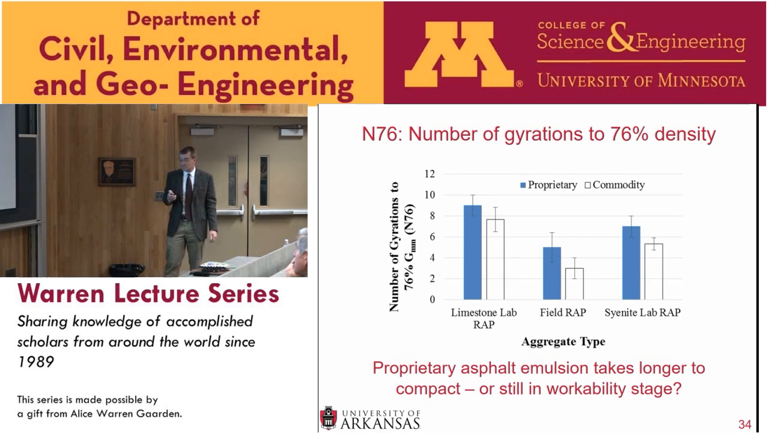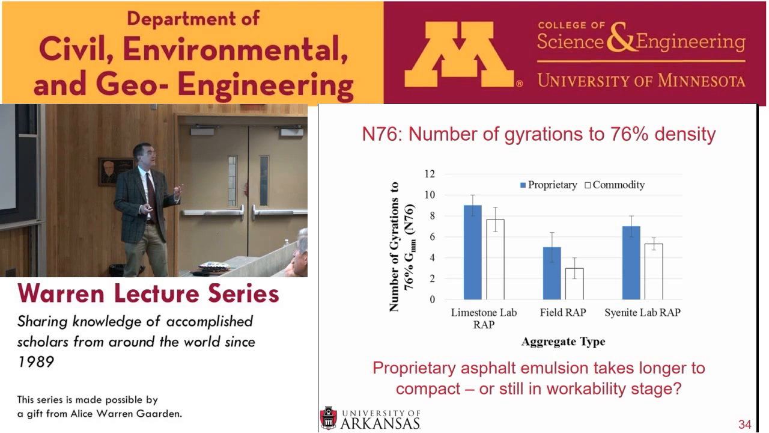So here, it appears that the proprietary asphalt emulsion takes longer to compact. So the number of gyrations to get to 76% density is higher for the proprietary emulsions. And in the syenite wrap, it's actually statistically significant. The other 2, there's some overlaps. So it takes longer, which could mean one of 2 things.